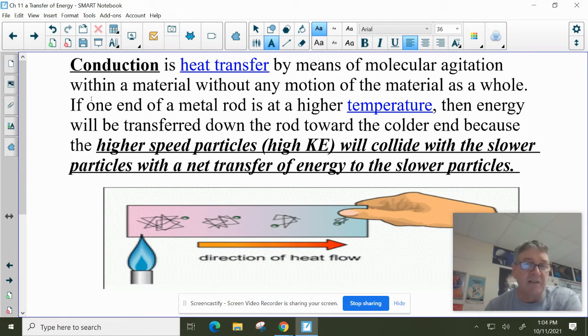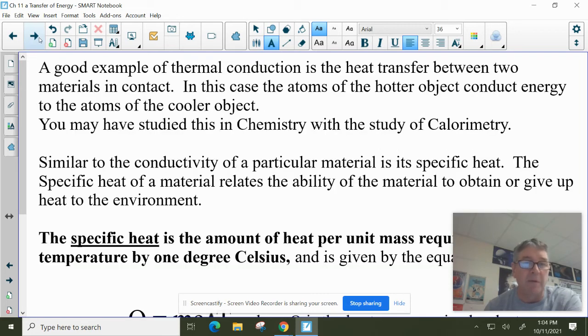So this conduction process needs contact. There has to be contact. That's the key. Things are touching each other. And again, we'll do a couple labs.